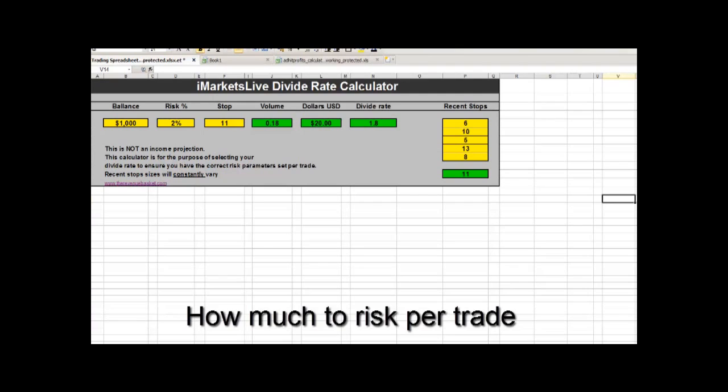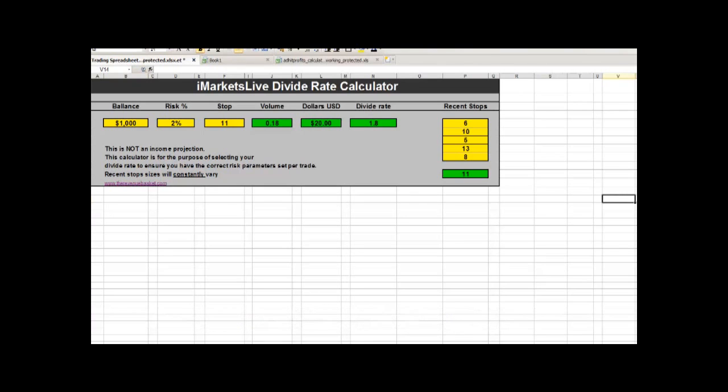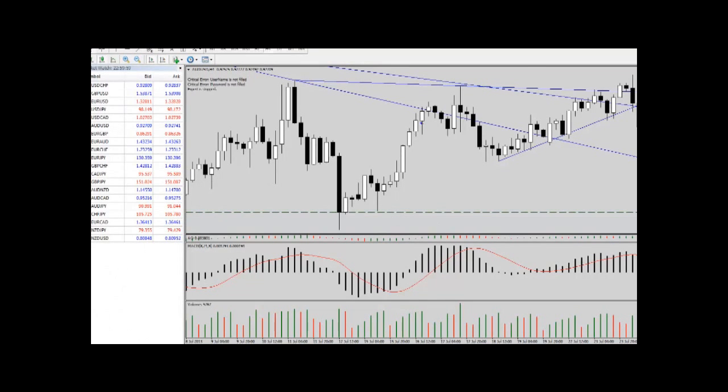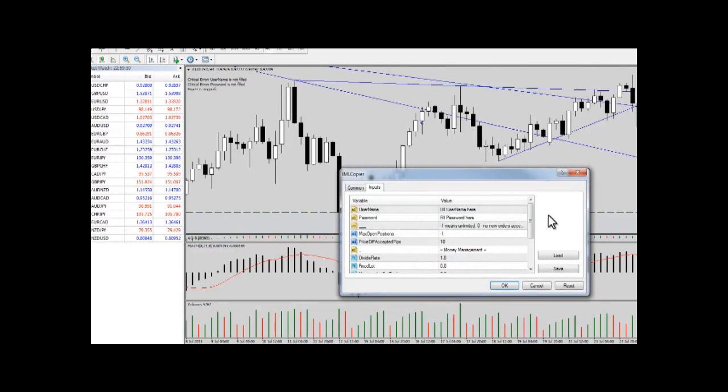So in this video we're going to cover that, and I've actually made a little calculator so that it's very simple for you. You can just fill in your parameters and you'll know exactly what you need to do. If I quickly pull up my charts, I'll show you exactly what we're talking about. If we go to the IML copier, you can see that the divide rate is set to 1.